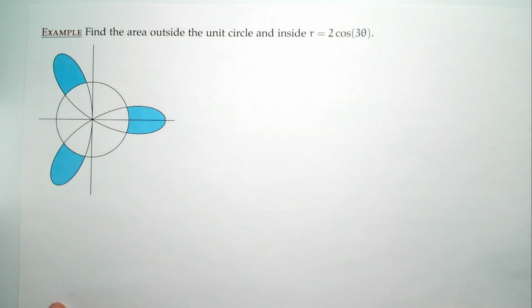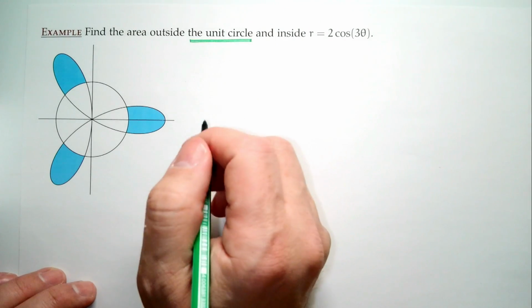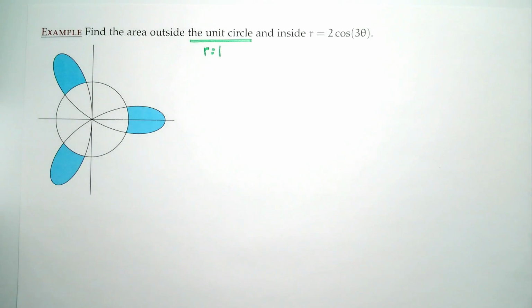Time to try some more fun examples. Find the area outside the unit circle and inside r equals 2 cosine of 3 theta. And it's been conveniently drawn for us. Now, probably we should do a couple things. We have the unit circle. What does that become in polar coordinates? It becomes r equals 1. All right, so we translate that.